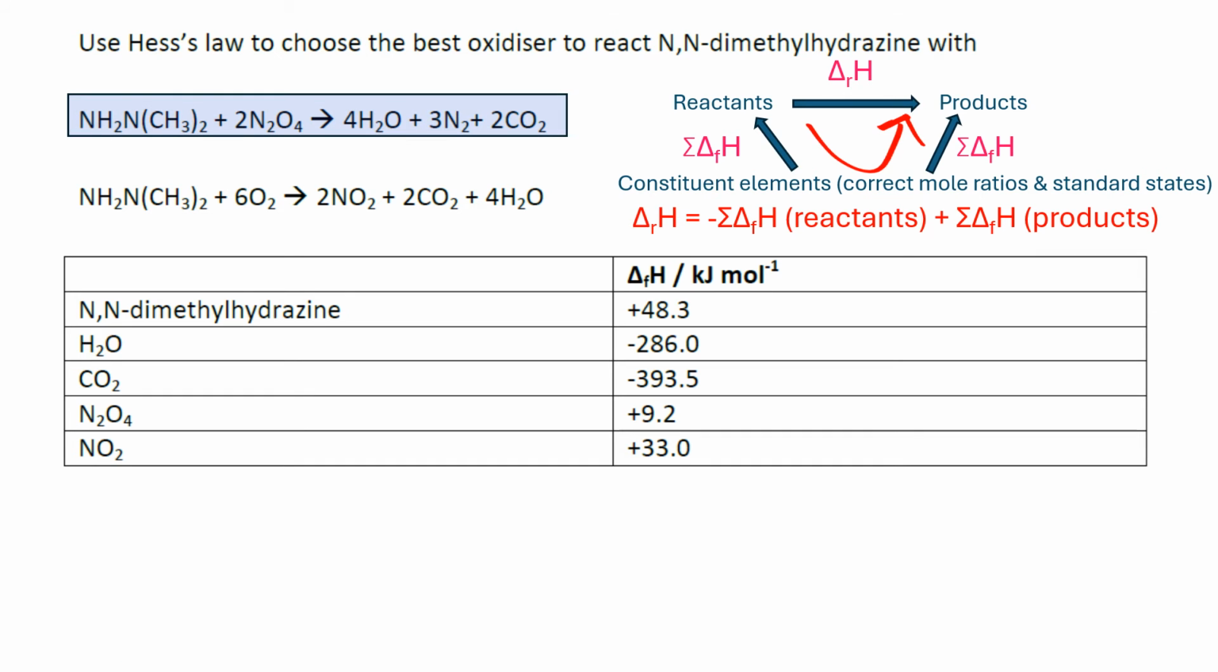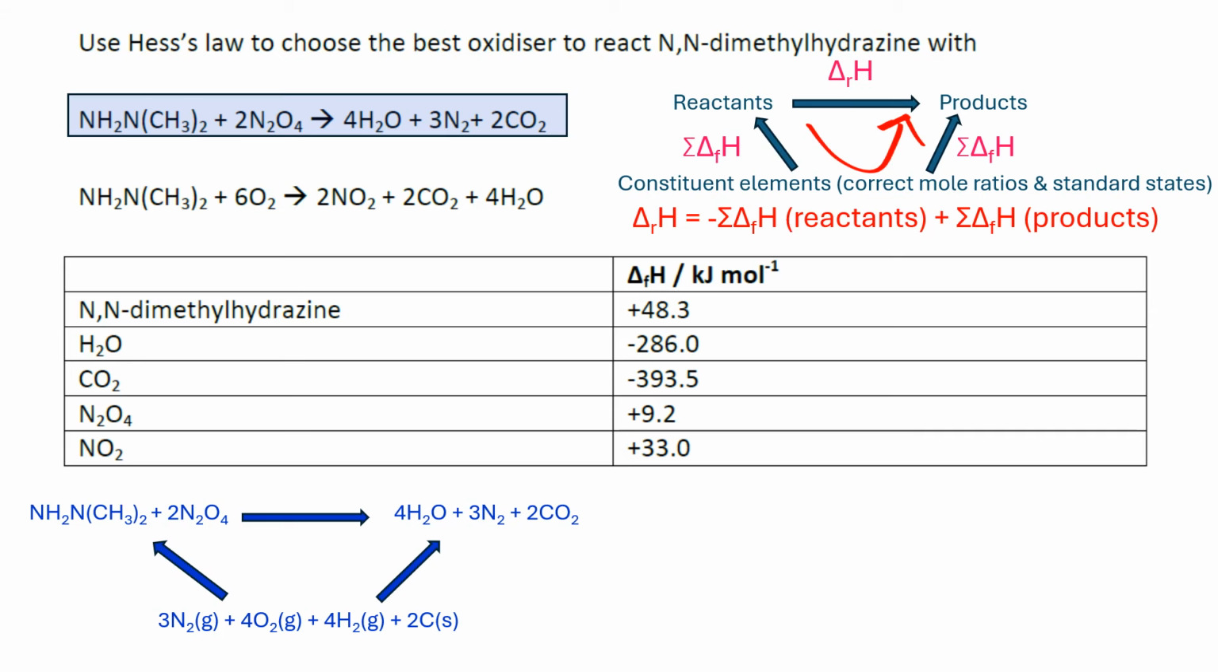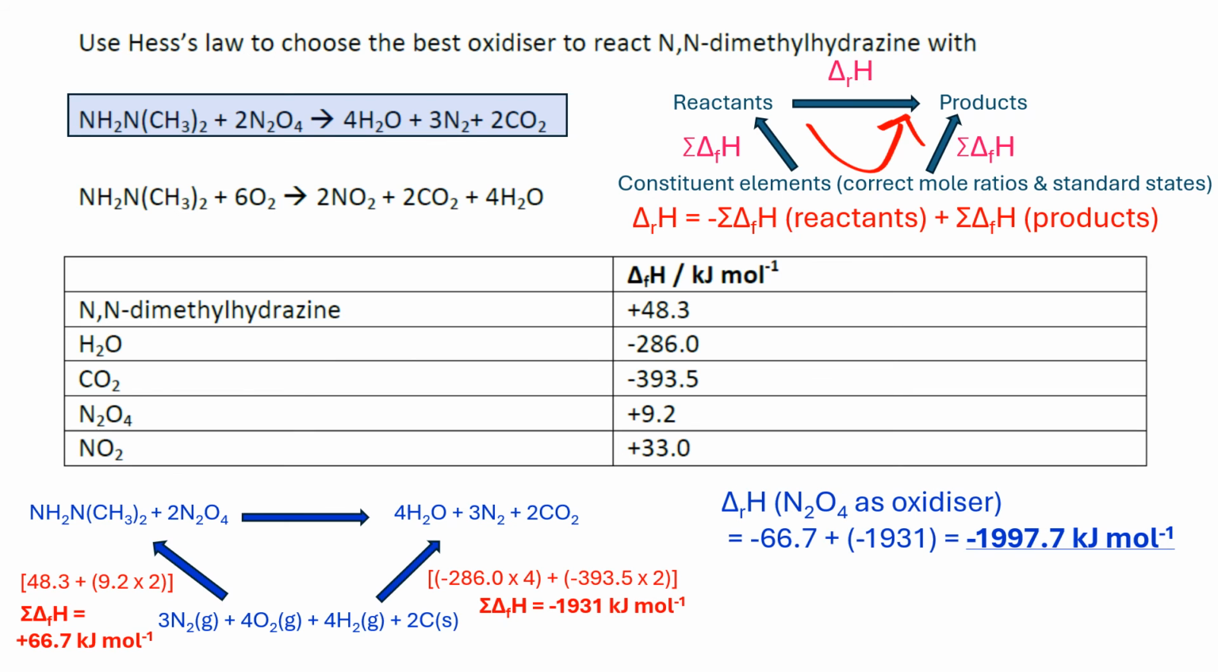So let's do the first one. So I've converted that diagram in the top right hand corner into a version that has the actual equations there. So I've got my constituent elements in the correct mole ratios and standard states at the bottom. And if I just take the numbers from the data table and add them all up, I get these two values, and I can plug them into my expression, and that gives me minus 1997.7 kilojoules per mole for my N2O4.